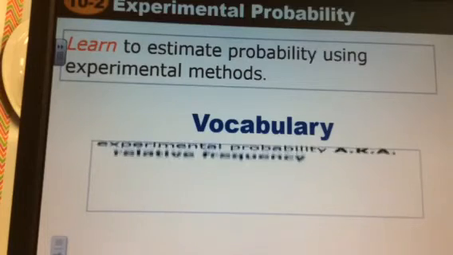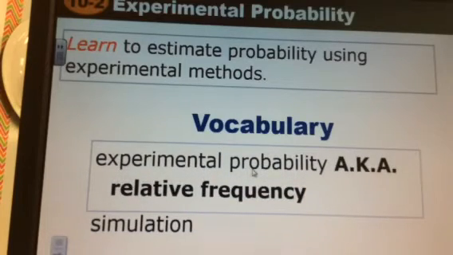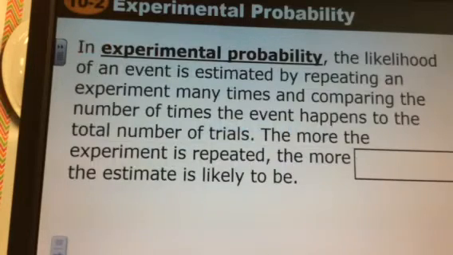So I've added that to the vocabulary. So we've got experimental probability, aka relative frequency, and we'll talk about that. And then also a simulation. And so those are your vocabulary terms for today. So in experimental probability, the likelihood of an event is estimated by repeating the experiment many times.